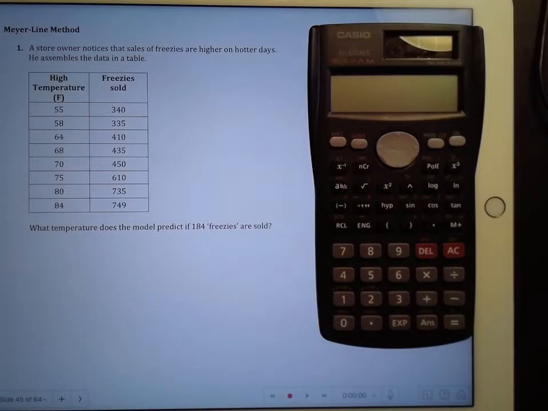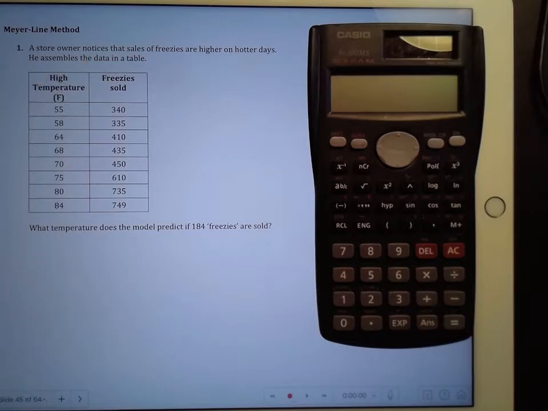Hey guys, so we're going to have a quick look here at Meyer line method. This is question number one. A store owner notices that sales of freezies are higher on hotter days, and he assembles the data in a table. So he measures the temperature on a given day and the number of freezies sold on a given day. And you can probably see the pattern here that as the temperature is warmer, the number of freezies being sold seems to be going up. So it's highly likely that that temperature is causing freezie sales to change.